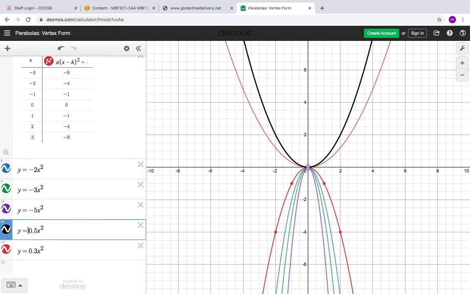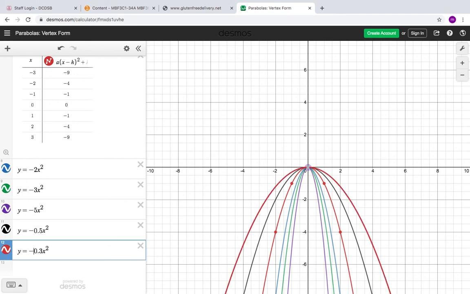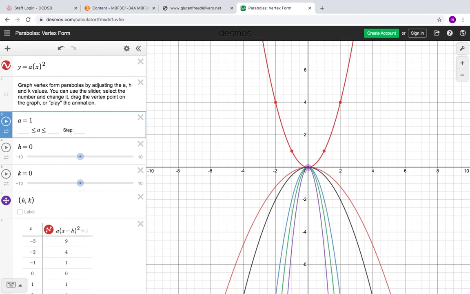And then depending on the value of a, if it's 2, then it's a vertical stretch. If it's between 0 and 1, then it's a vertical compression. So you see that if it's -0.5, it's a reflection and a vertical compression, right? So try these things out and always compare to y equals x squared. See what's happening to your graph with that.